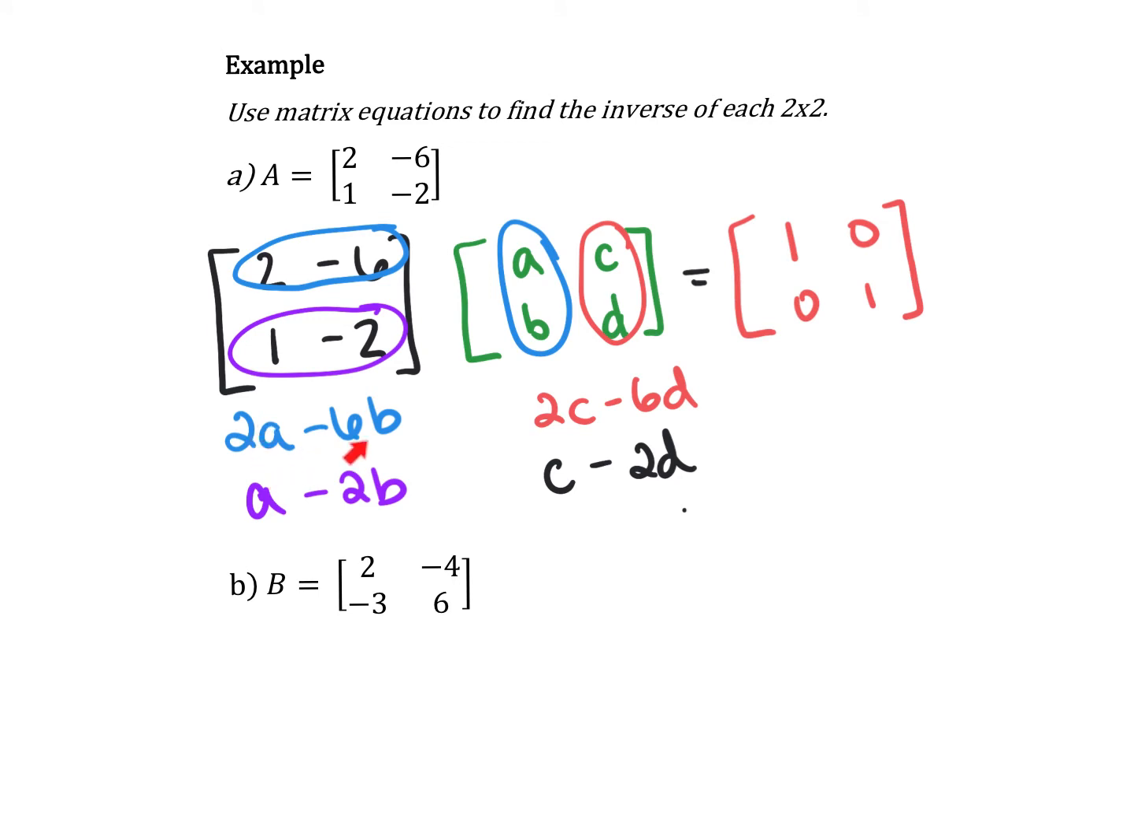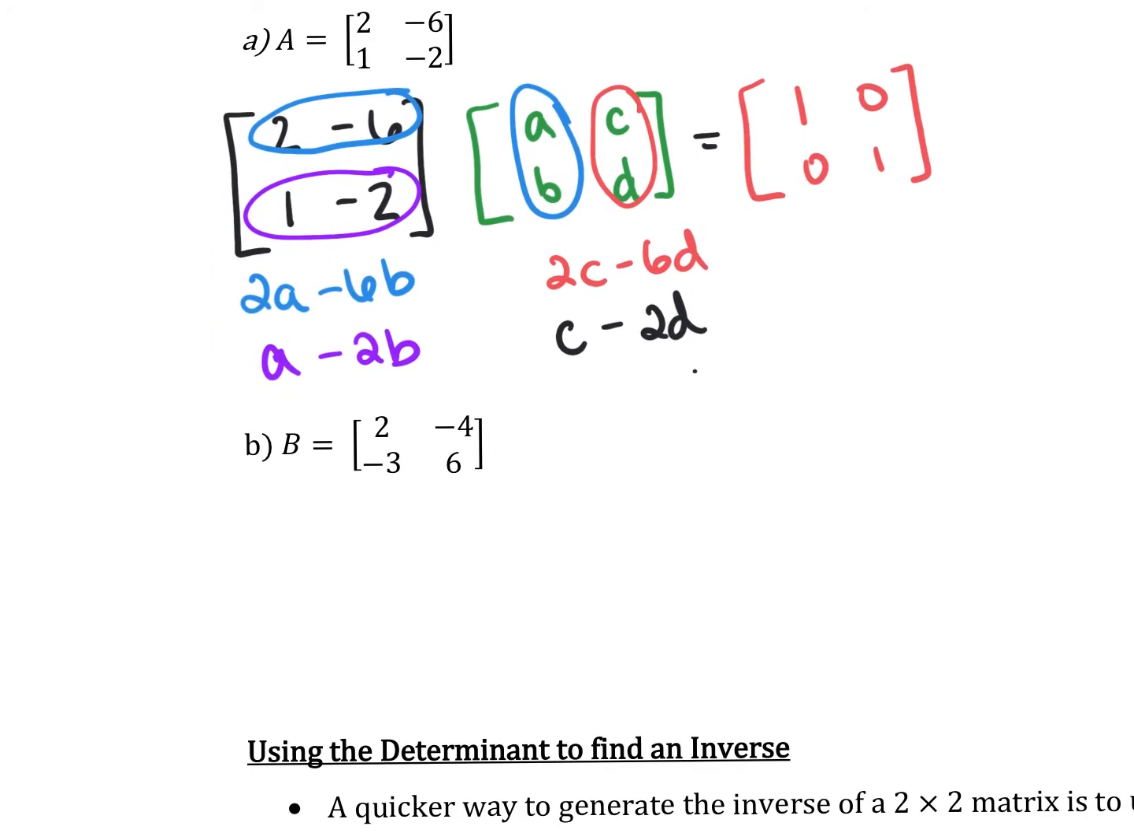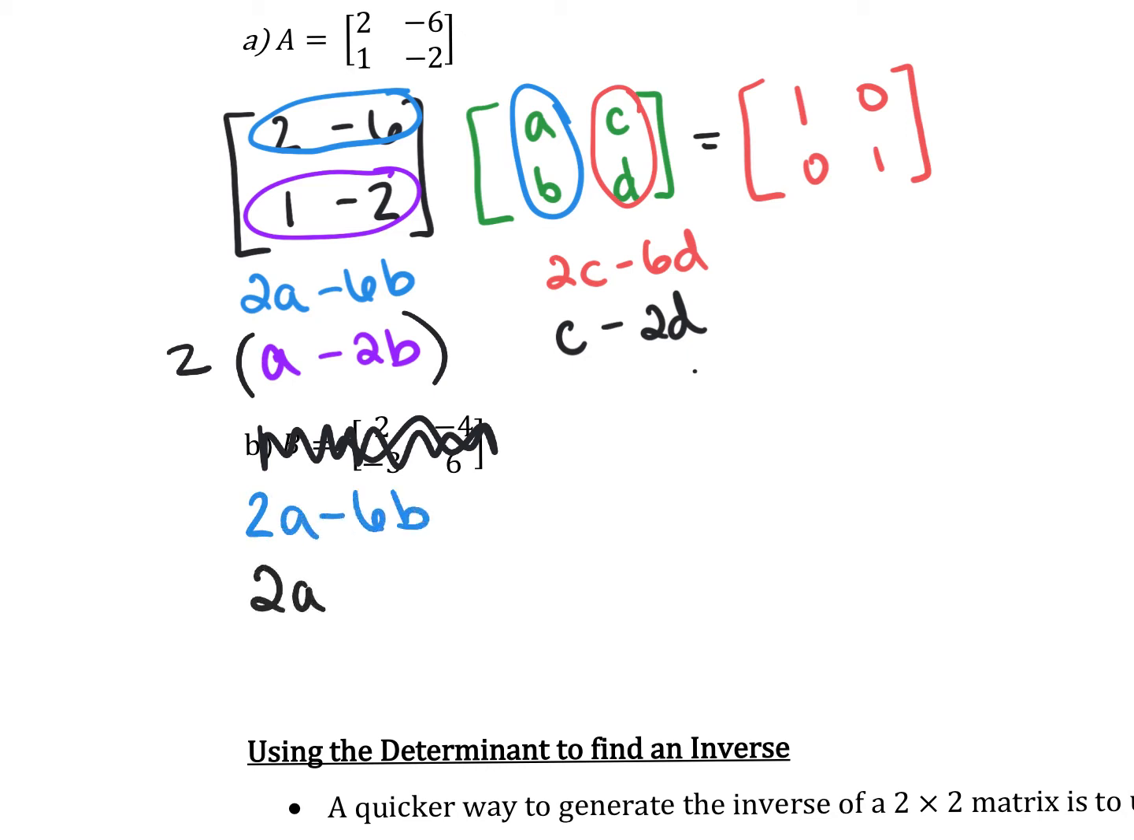Remember, I have two unknowns with two equations, so I can go and use elimination to solve this. I'm going to eliminate the A variable here. So I'll multiply the bottom row by 2. I'll go ahead and get this out of the way. So I get 2A minus 6B, 2A minus 4B.